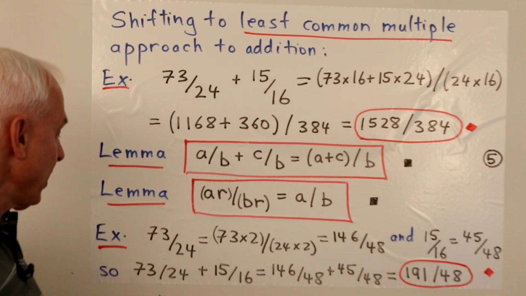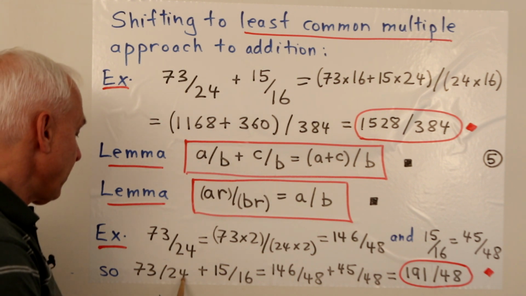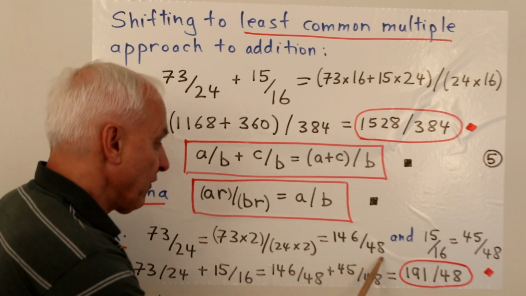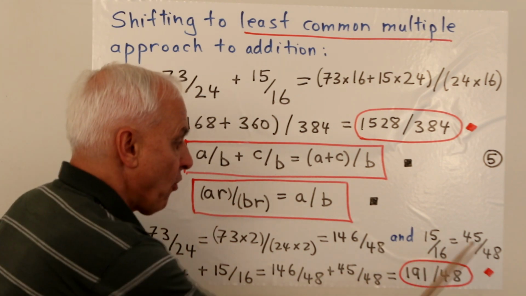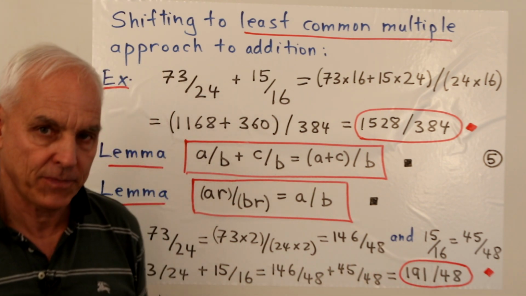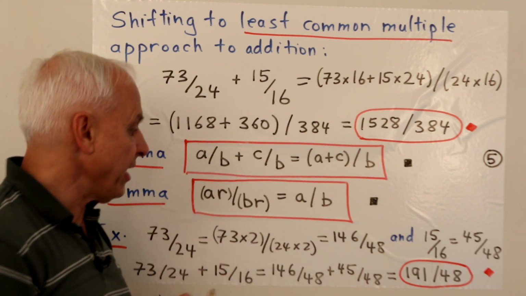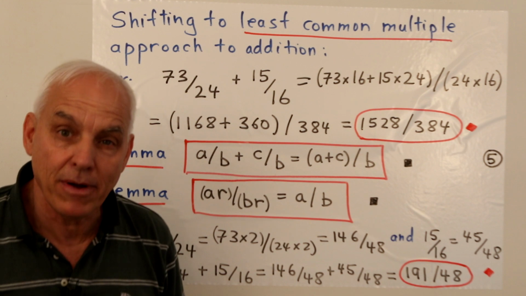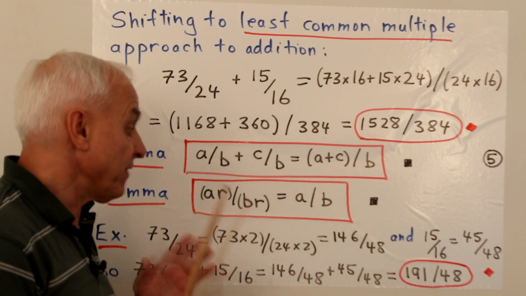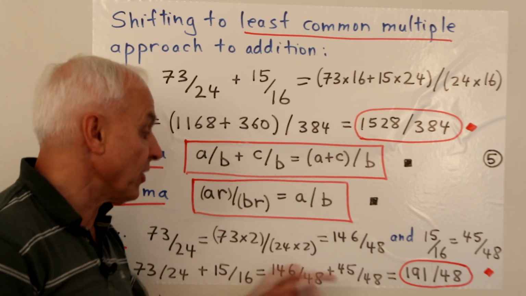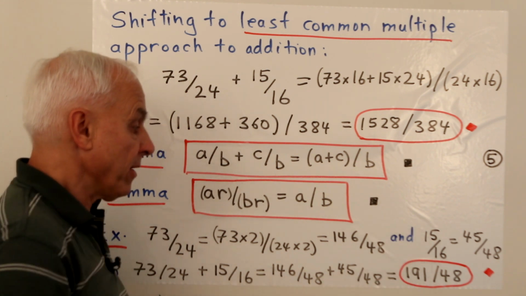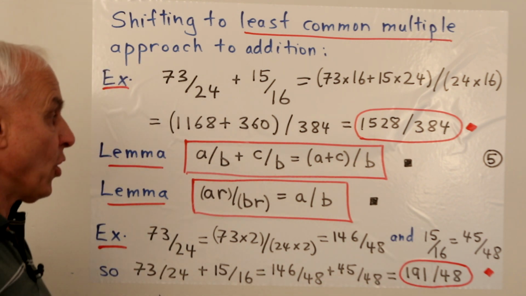And now we can see that the sum of 73 over 24 plus 15 over 16 is the same as 146 over 48 plus 45 over 48. But now we can use this lemma here, which tells us that if the denominators are the same, then adding things is very simple. We just add the numerators. So we get 146 plus 45, that's 191. So we get 191 over 48.